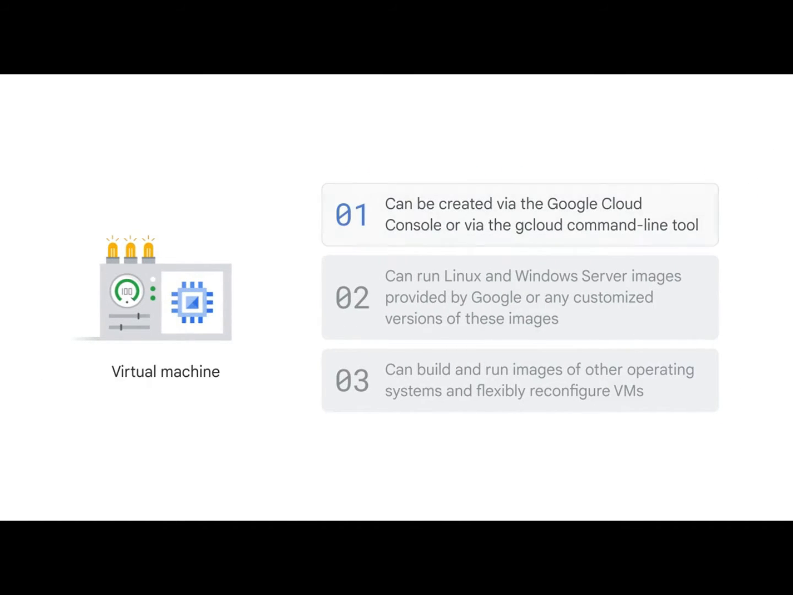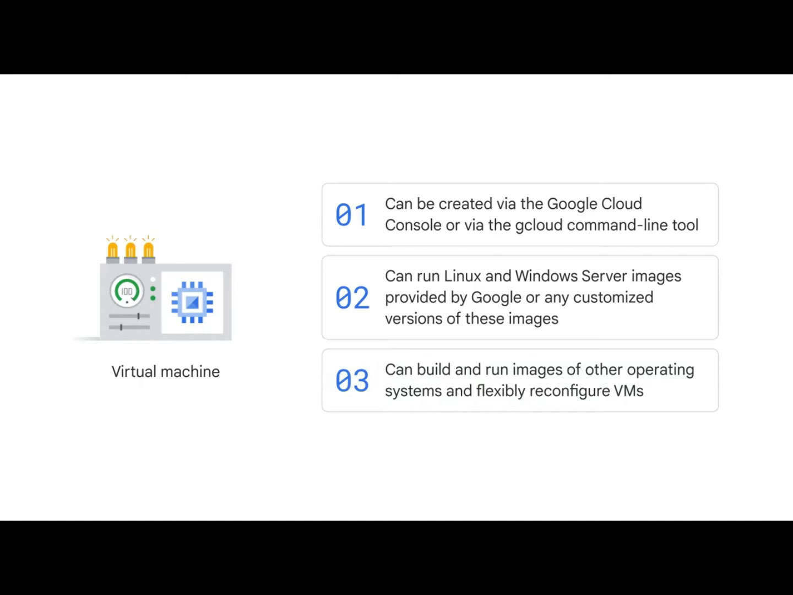A virtual machine instance can be created via the Google Cloud Console, which is a web-based tool to manage Google Cloud projects and resources, or via the gcloud command line tool. The instance can run Linux and Windows Server images provided by Google, or any customized versions of these images. You can also build and run images of other operating systems and flexibly reconfigure virtual machines.